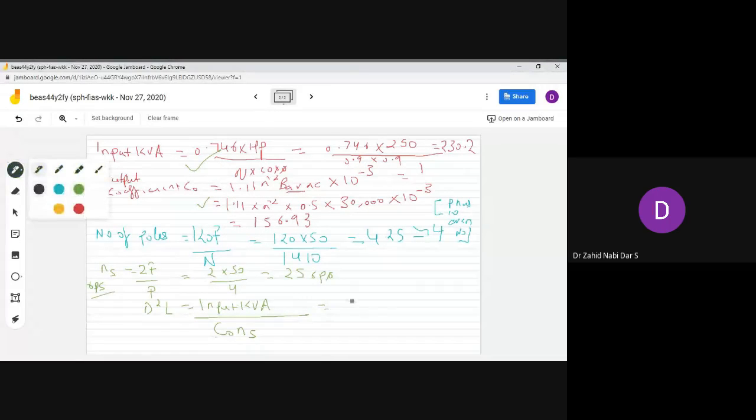So input kVA value is 230.24, divided by C naught value, which is 156.93, and your Ns value is 25. So you tell me the value. Now you calculate it and tell me. Manohar, how much value are you getting?